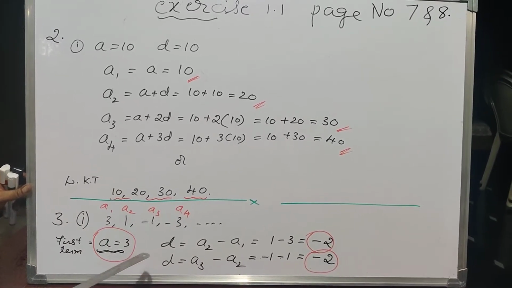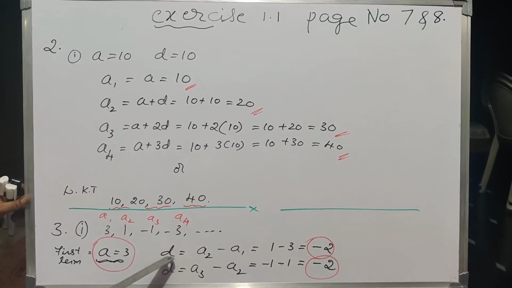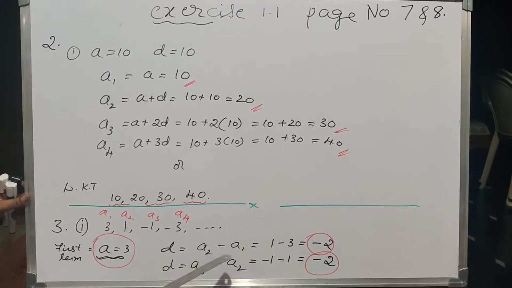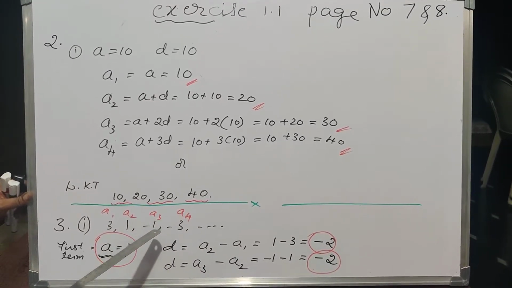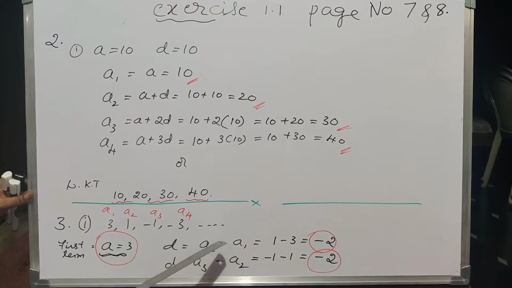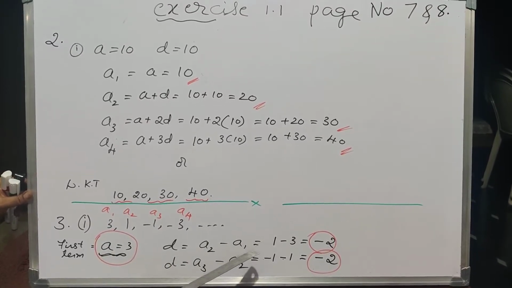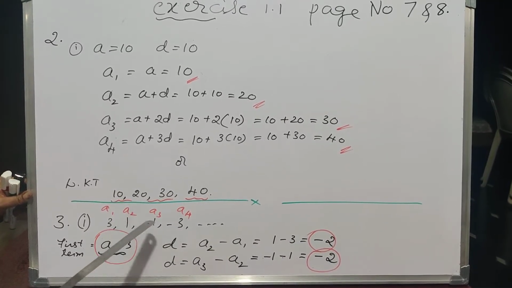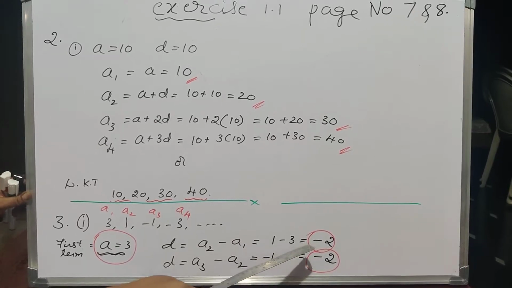And we know how to find the common difference, that is D is equal to A2 minus A1. We are subtracting A1 from A2. Therefore, now A1 is equal to 3, A2 is equal to 1, 1 minus 3 is equal to -2.